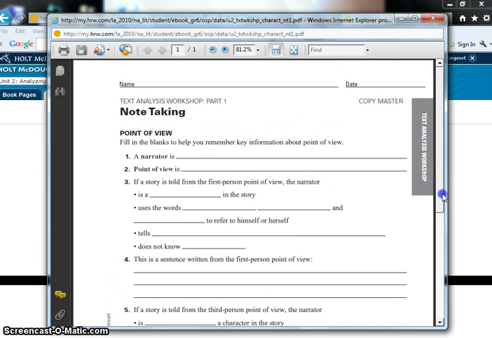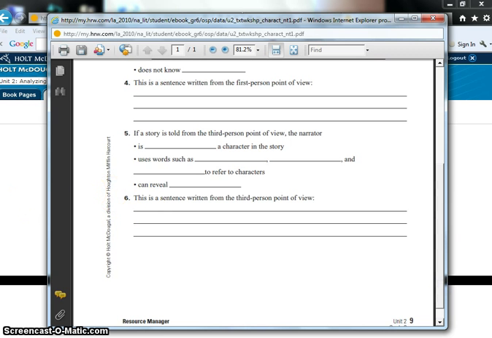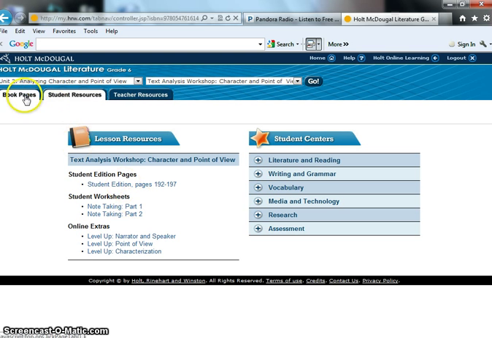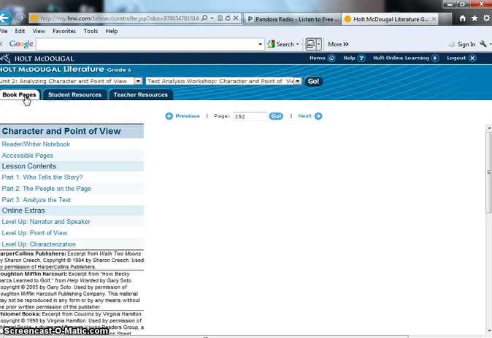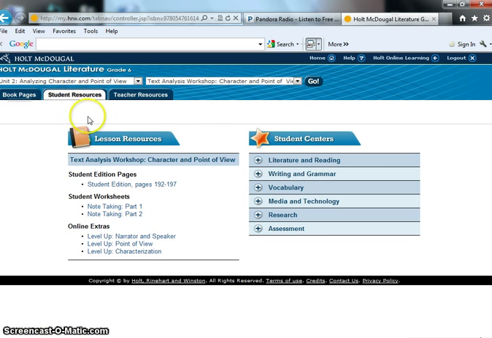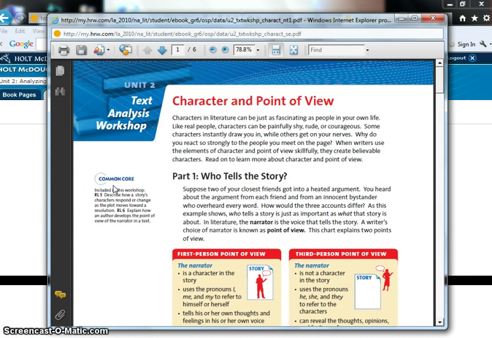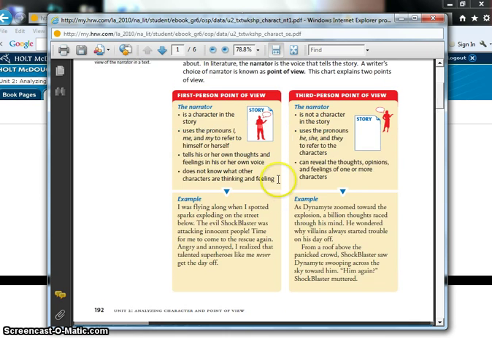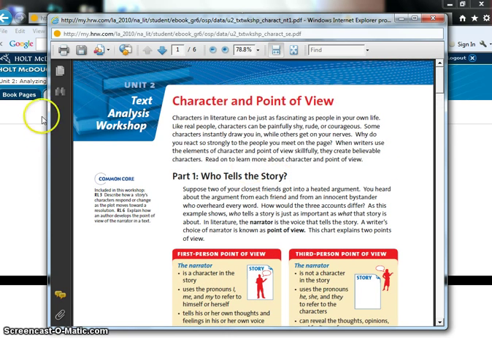Now, you are using the information from the page we just covered. You can go back to book pages right here. It's the information from this page to fill in your notes. Okay? You're going to just read through it again and fill in your notes that way. If you prefer a paper copy, you can go to Student Resources and click on Student Edition, and your page is right here. Okay? Let's go ahead and get this done.